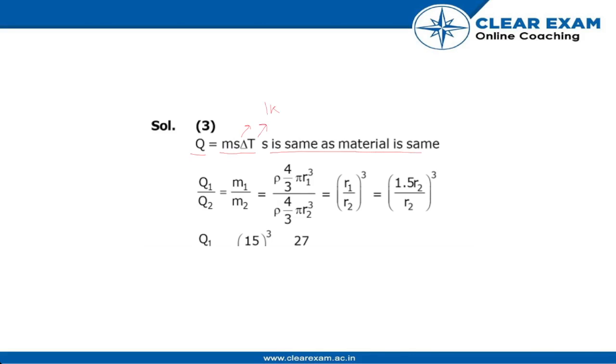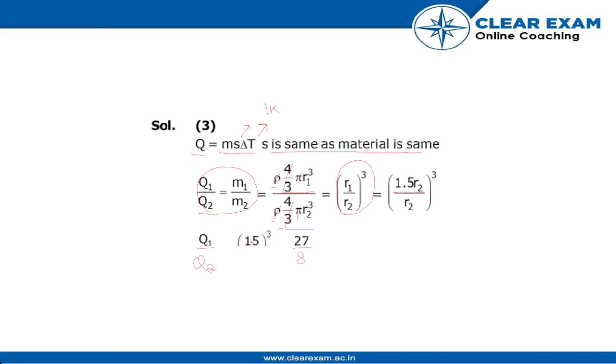So Q1 by Q2 is equal to M1 by M2. Mass is density into volume, which is rho into 4 by 3 pi r cube. For our copper sphere, these terms cancel. Then we get Q1 by Q2 is equal to R1 by R2 whole cube, where R1 is 1.5 R2 as given in the question. R1 is 1.5 R2 upon R2 whole cube.